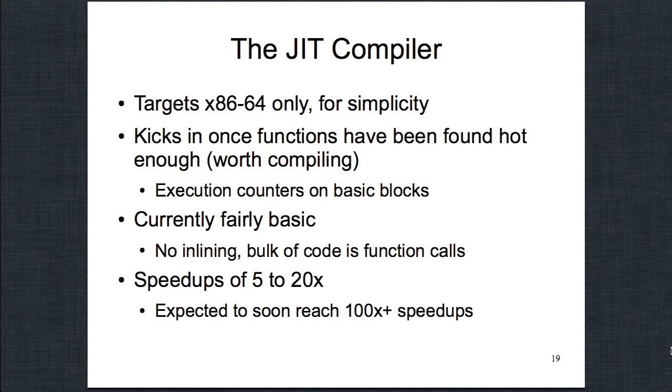So the JIT compiler in Higgs targets only x86-64 for simplicity, and it kicks in once functions have been found to be hot enough, so worth compiling. This is done with execution counters on basic blocks. And right now, the JIT compiler is fairly basic. It doesn't do inlining, and most of the code is function calls, but it still results in speedups of 5 to 20x. And I expect that soon with inlining and a few more tweaks, it'll be able to reach speedups of about 100x over the interpreter.